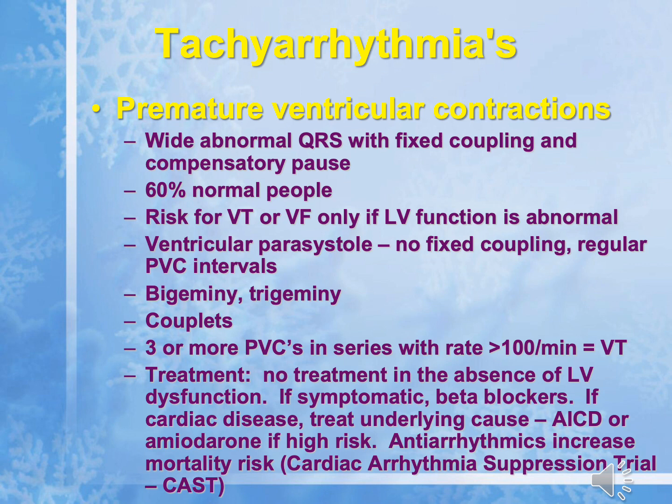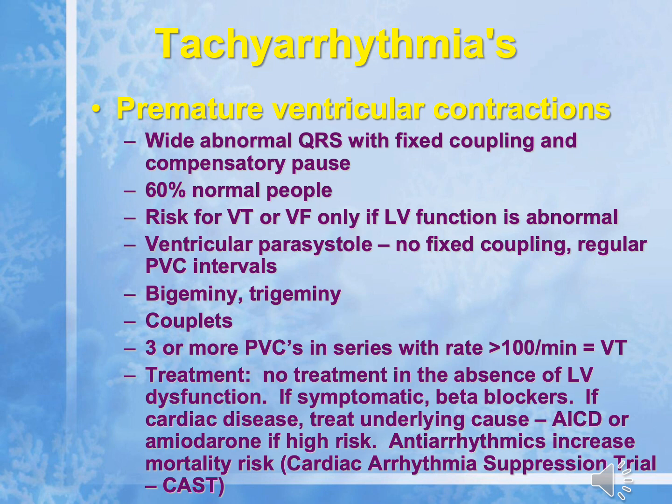Another type of fixed coupling that we refer to sometimes is bigeminy and trigeminy. That is, if the premature beats are occurring in a regular pattern associated with the normal beats, there is every other beat being a premature ventricular contraction in bigeminy and every third beat being a premature ventricular contraction in trigeminy. We also refer to couplets when two premature ventricular contractions occur in series. If there are 3 or more premature ventricular contractions in series with a rate greater than 100 per minute, this constitutes a diagnosis of ventricular tachycardia, which is of more concern.